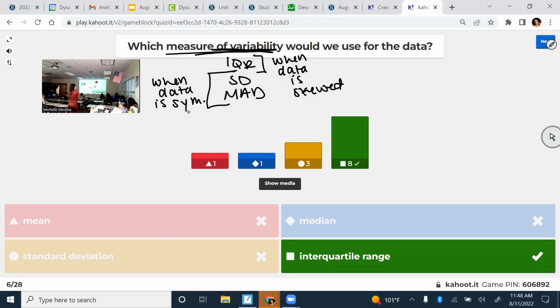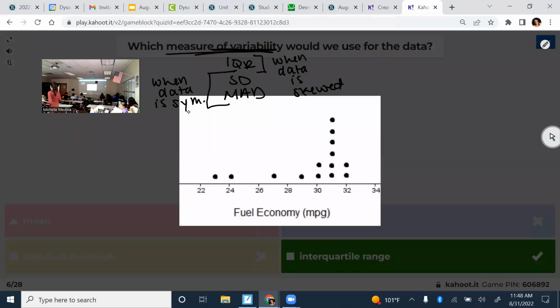So then looking at the data again, which happens to be the same as the last problem, is the data symmetrical or skewed? Skewed, so that's why the correct answer was IQR.